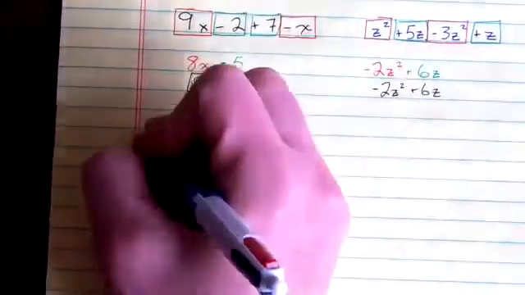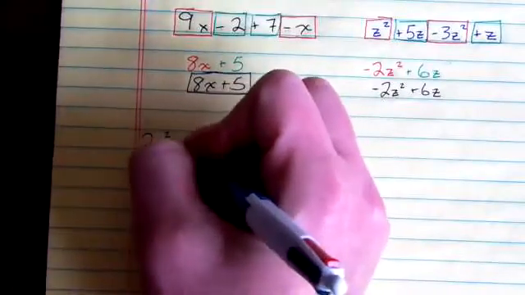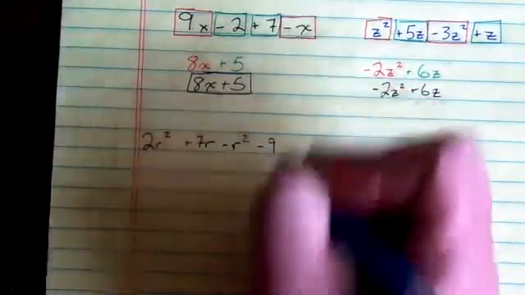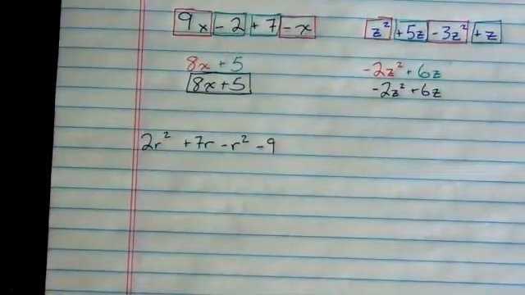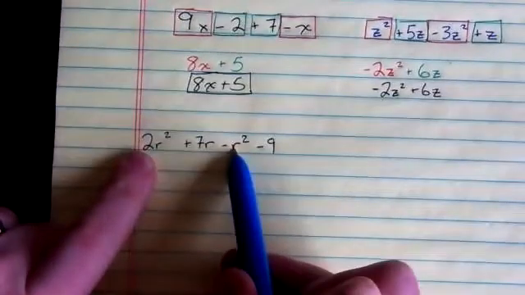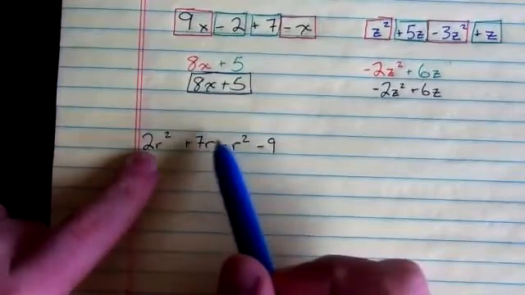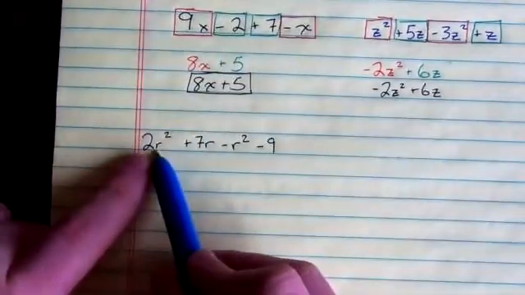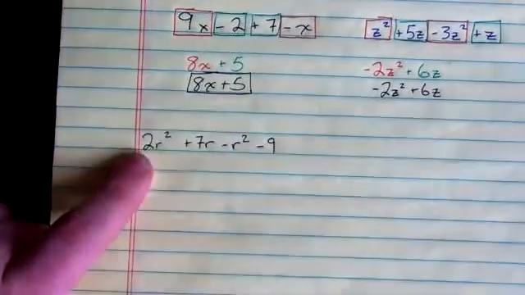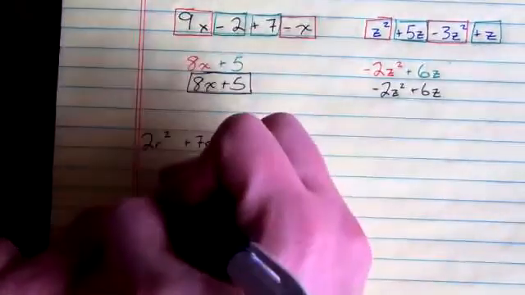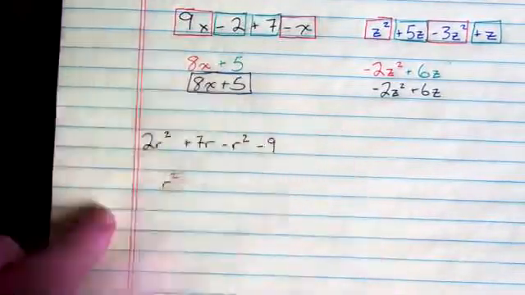So we have 2r squared plus 7r minus r squared minus 9. We want to simplify this expression or combine like terms. Well, if we look, we have an r squared and an r squared. So let's combine these. I'm going to try this without the colors. If you like the colors, use them. So we have 2r squared minus r squared. Well, what's 2 minus 1? 2 minus 1 is 1. So we have 1r squared, or just r squared.